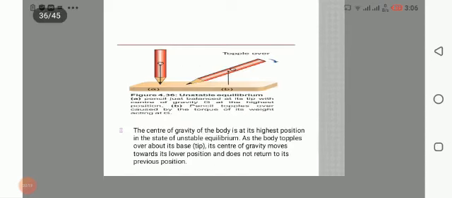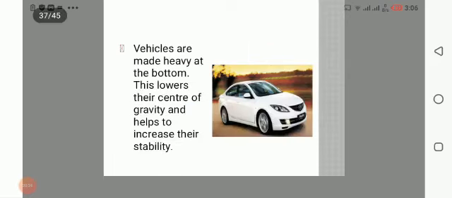The center of gravity of the body is at its highest position in the state of unstable equilibrium. As the body topples over about its base tip, its center of gravity moves toward a lower position and does not return to its previous position. Vehicles are made heavy at the bottom. The lower their center of gravity, the more it helps to increase their stability.